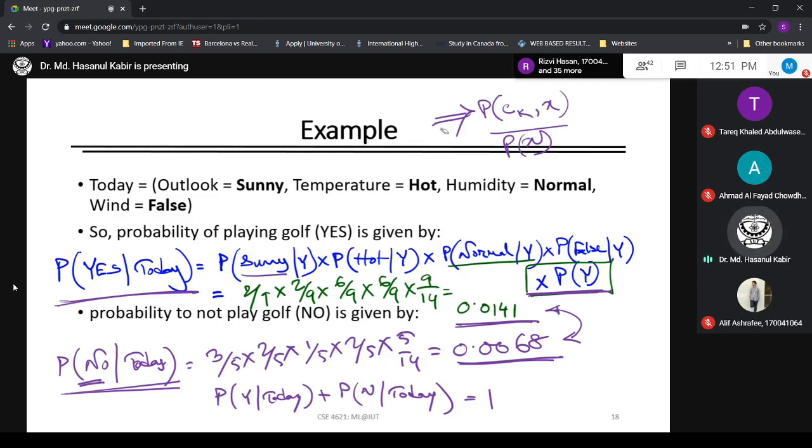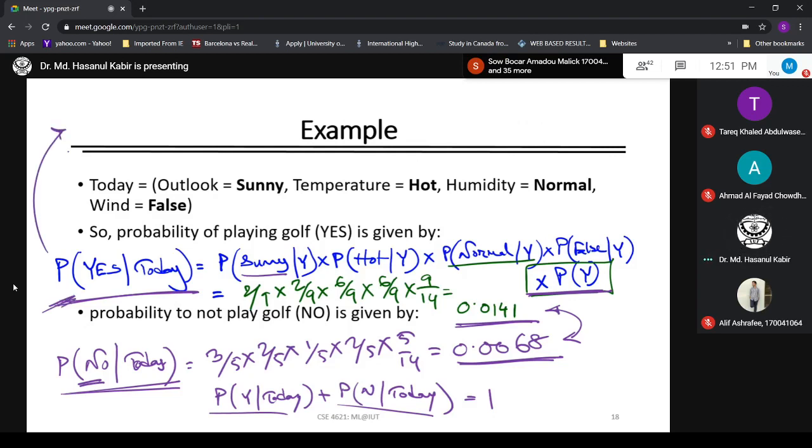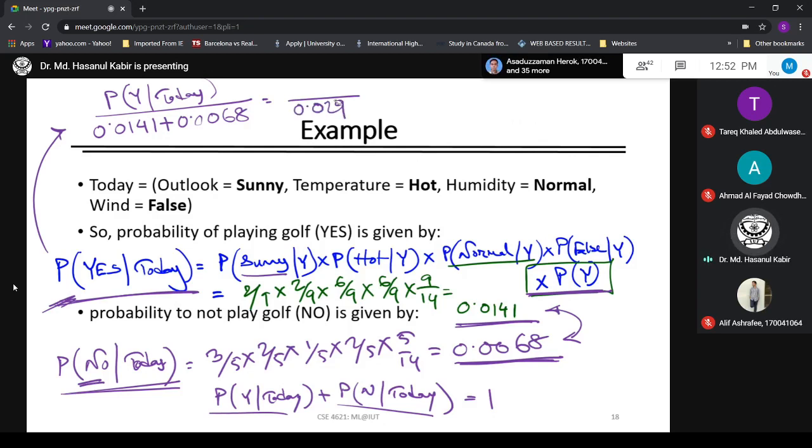But yet, if I want to convert them to probabilistic terms, what can I do? Since I know that these two probabilities should add up to 1, I can simply do this normalization. Normalization means this way. So if I want to normalize this one, let me write over here. I can say the probability of yes given today's temperature, I can divide it by the sum of the probability values you have got. So what probability values do we have here? It is 0.0141 plus, and the probability value we have got for no, that is 0.0068. Okay, so I think this value is going to be something like 0.029209 or maybe something like that.